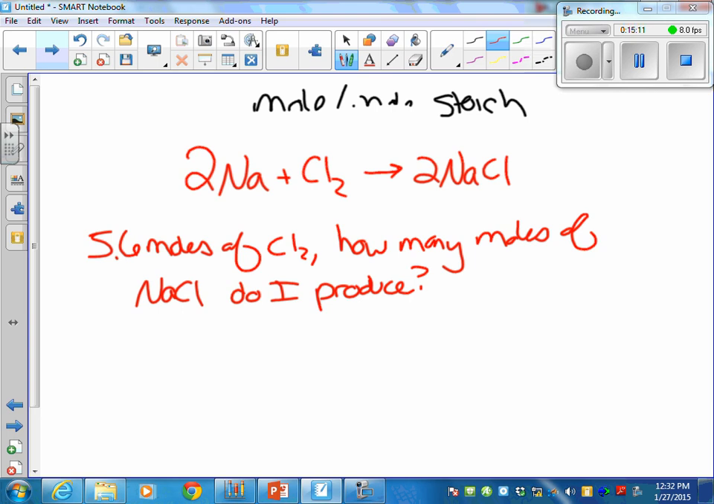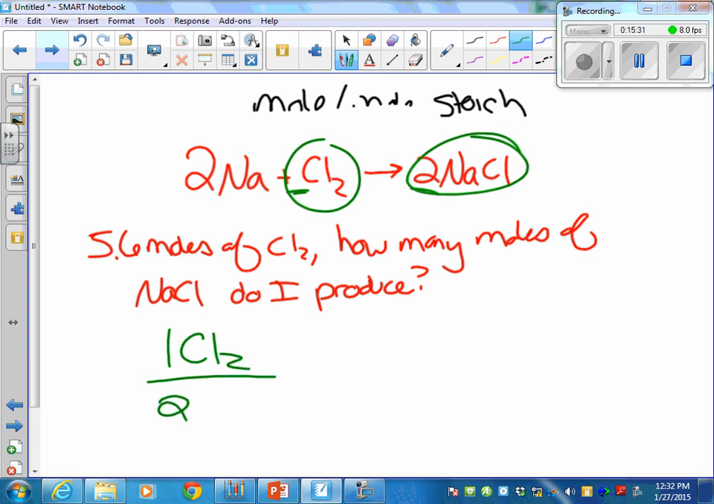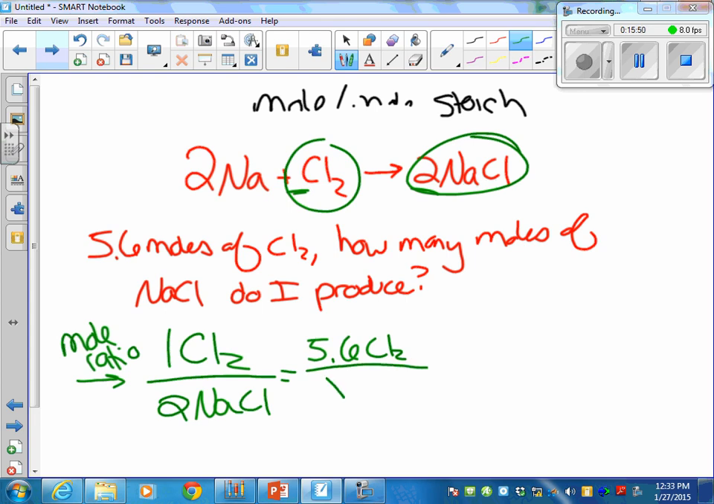Okay, here we go. First thing you need to do is find the molar ratio from your equation. Make sure the equation's balanced, number one. Number two, look at the things you care about, Cl2 and NaCl. My molar ratio comes straight from my coefficients. It's 1 Cl2 to 2 NaCl. This is your mole ratio. I don't have 1 mole of Cl2. I have 5.6 moles of Cl2. How many moles of sodium chloride do I produce?